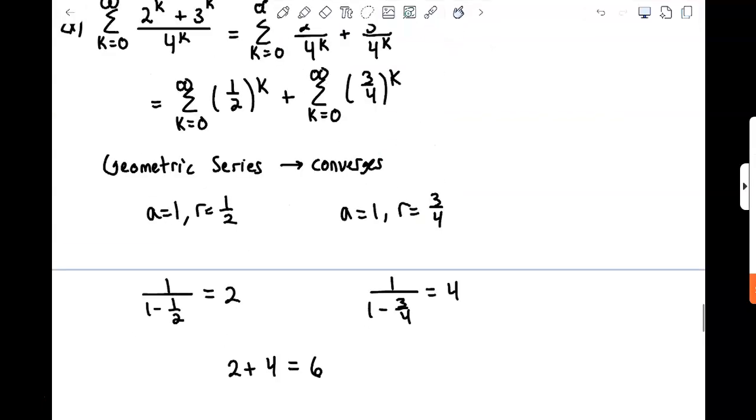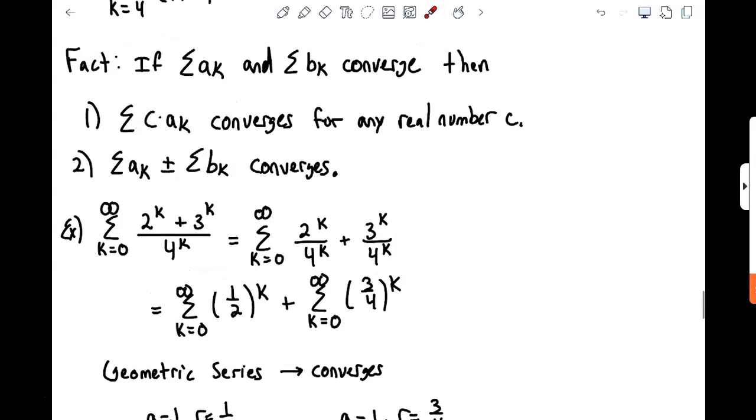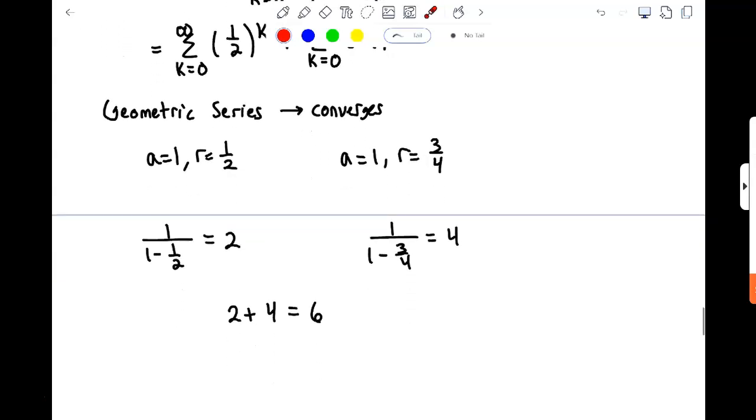Okay? And so here we have an example where we're able to use this result that the two pieces converge, and so we can talk about the convergence of the overall thing. And in this case, because it's a geometric series, not only can we talk about it converging, we can actually talk about what it converges to.